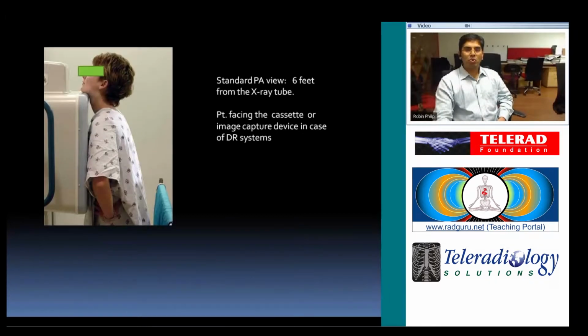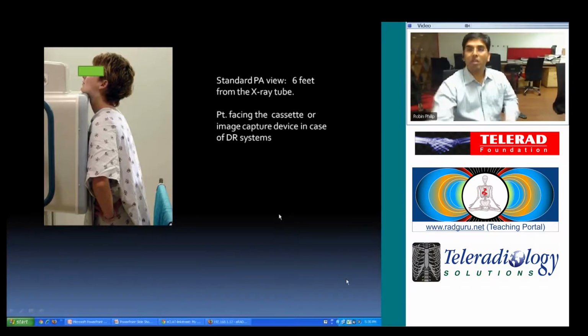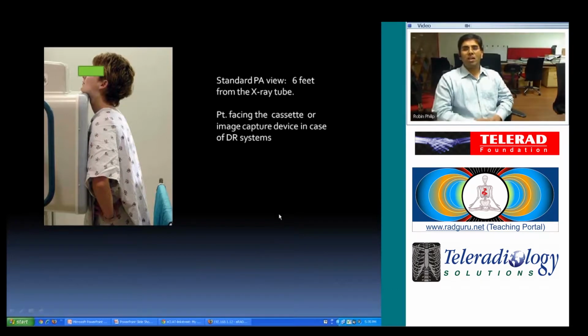Let's move on to the technical factors. The commonly done examination is the PA view. Usually the PA view is obtained with the patient in standing position, facing the cassette or the image capture device, in case of these DR systems, where the image is directly acquired onto those capture devices. Conventionally, we have X-ray films loaded into the cassettes, placed in the holders, and then X-ray exposure. Then it needs to be developed in the dark room.